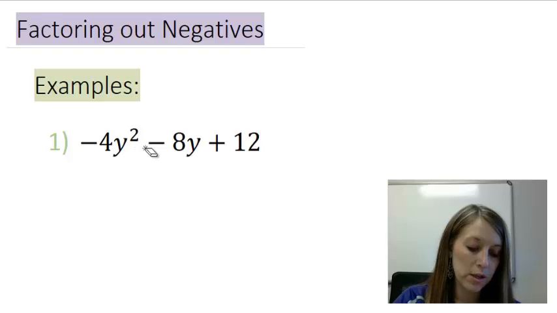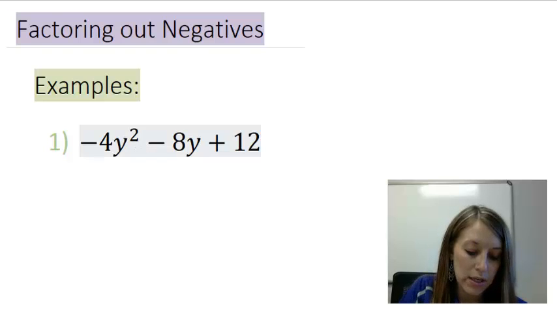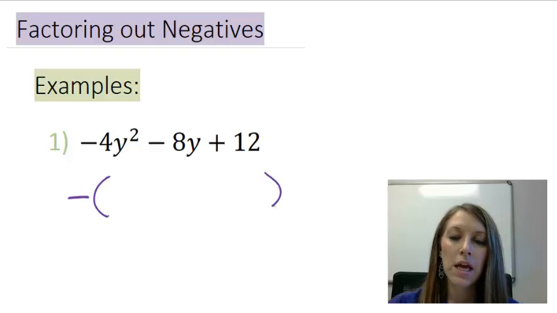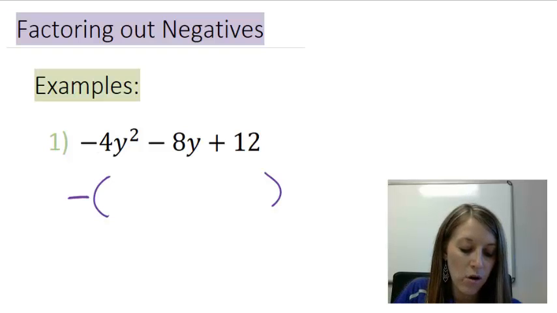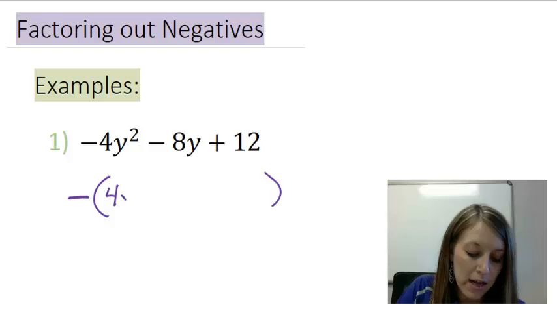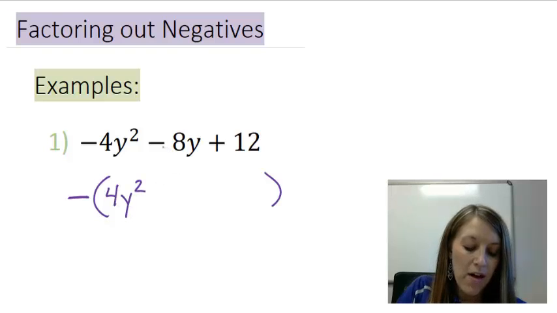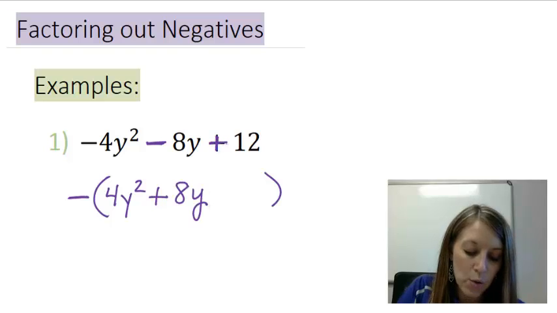What we want to do is we want to take this negative out. So I take a negative out of all of my terms in this polynomial. So basically we're just switching all of the signs. If I had a negative 4y squared, that will leave me a positive 4y squared. If I had a negative 8y, that will leave me a positive 8y. And if I had a positive 12, that changes it to a negative 12.